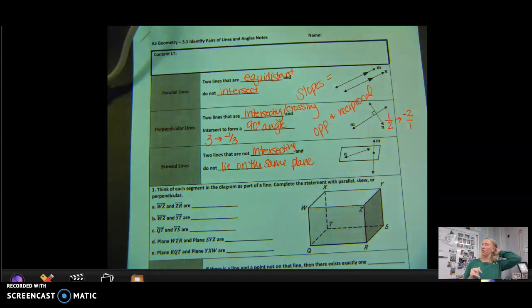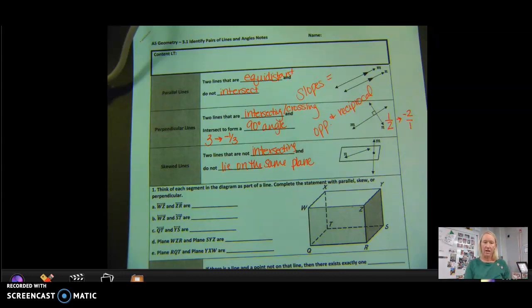So if I think of skew lines on these two planes, so this plane right here and this plane over here, maybe it's a line going horizontally this way, and the line over here that's going up and down. So those will never cross because they're on two different planes, and they will just never cross.